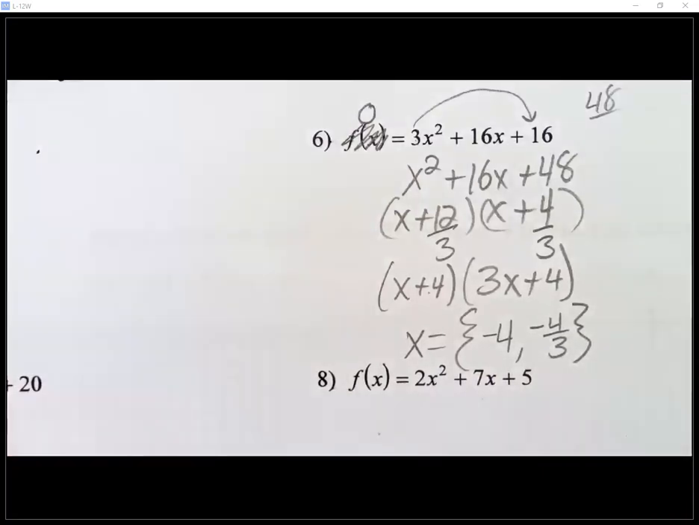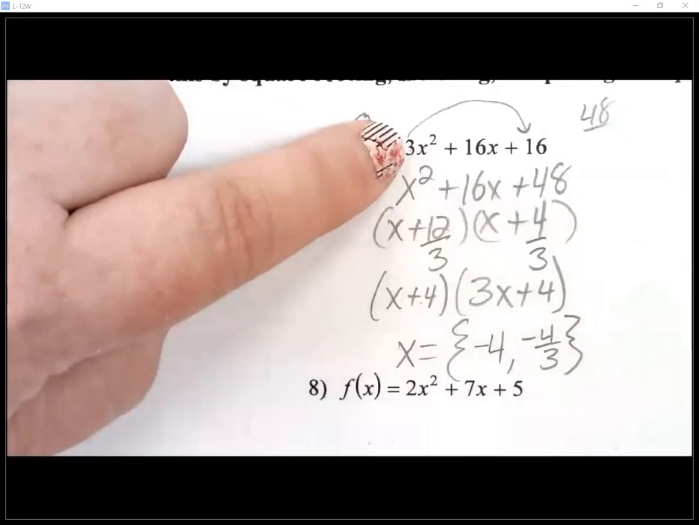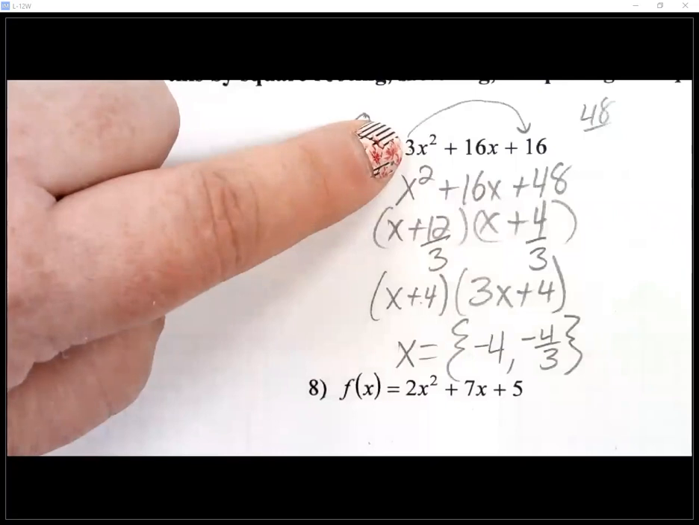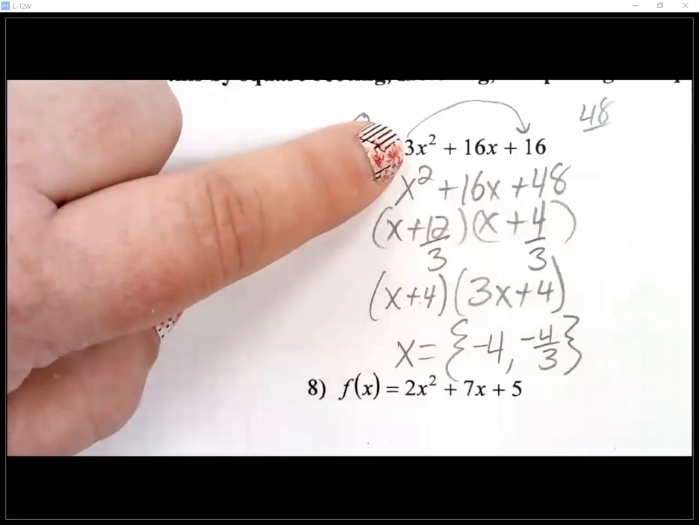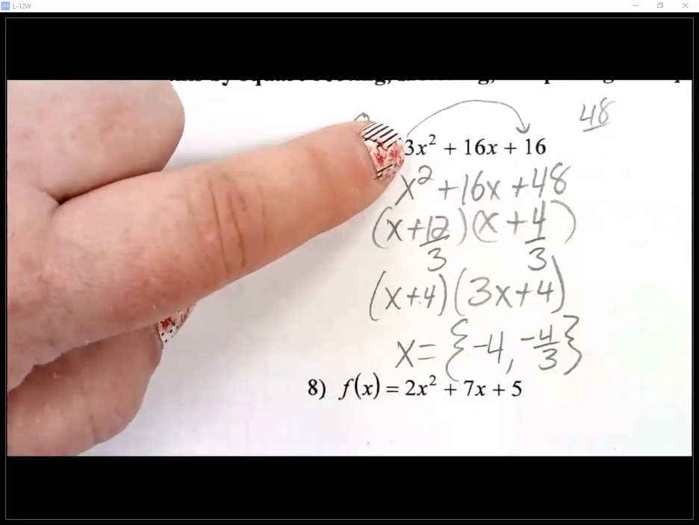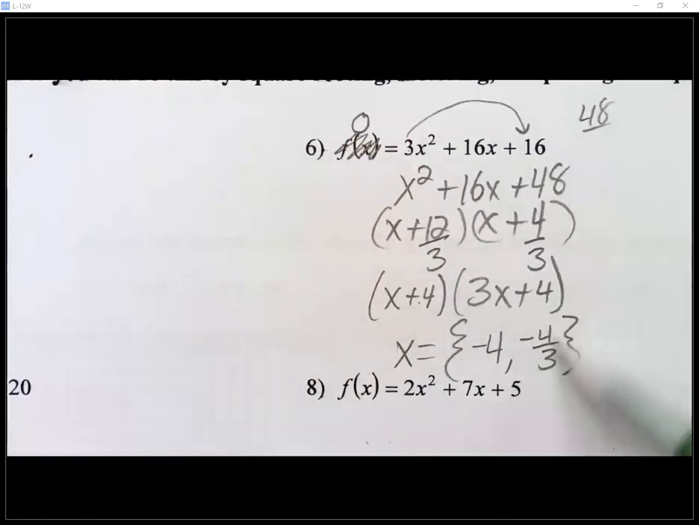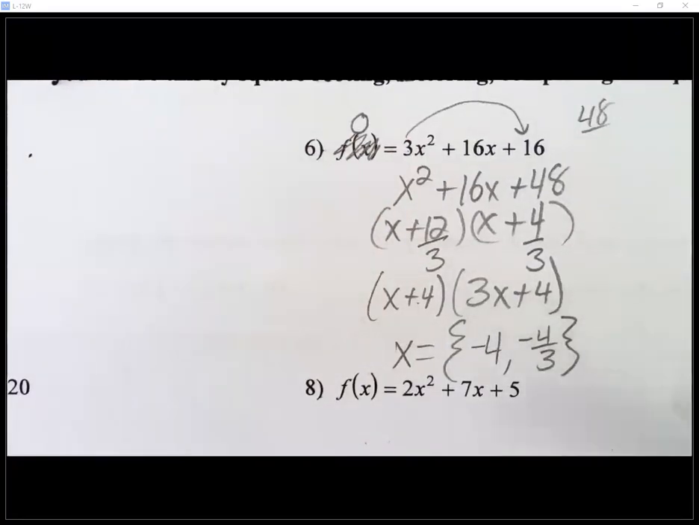If I want to check my answer, I can. I go back to the original. 3 times -4 squared would be 16, plus 16 times a -4, plus 16, gets me 0, so I know that works. You have a calculator, so if you want to take the time to plug in -4/3, you could. I'm not going to bother. I'm pretty sure I'm right. Is that all right?